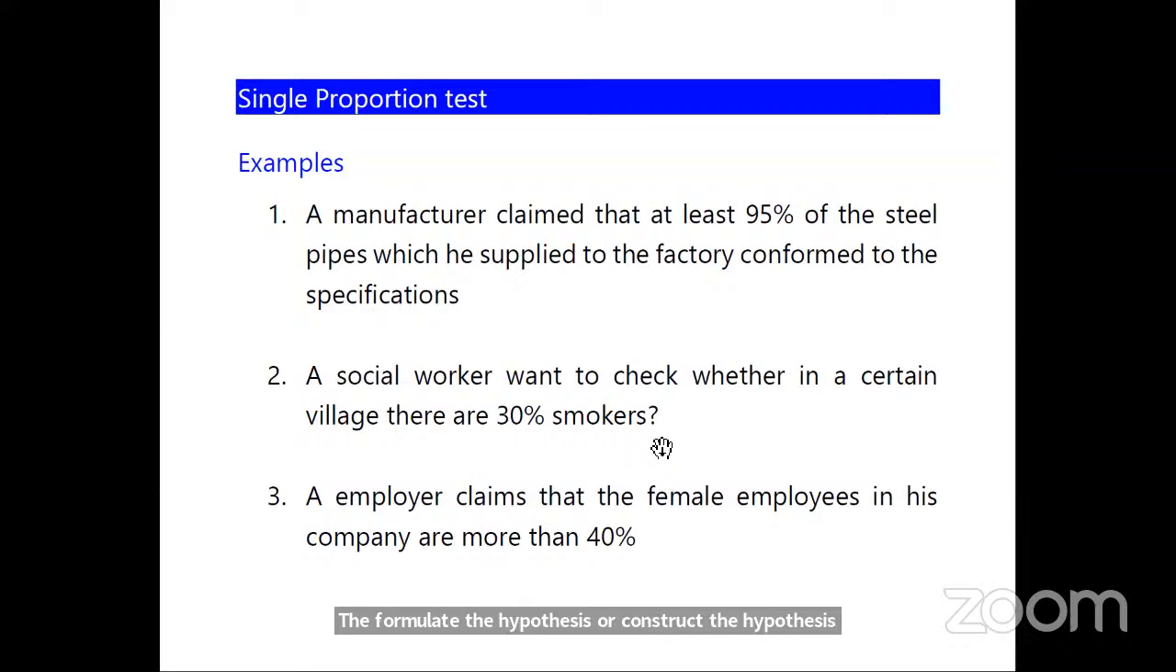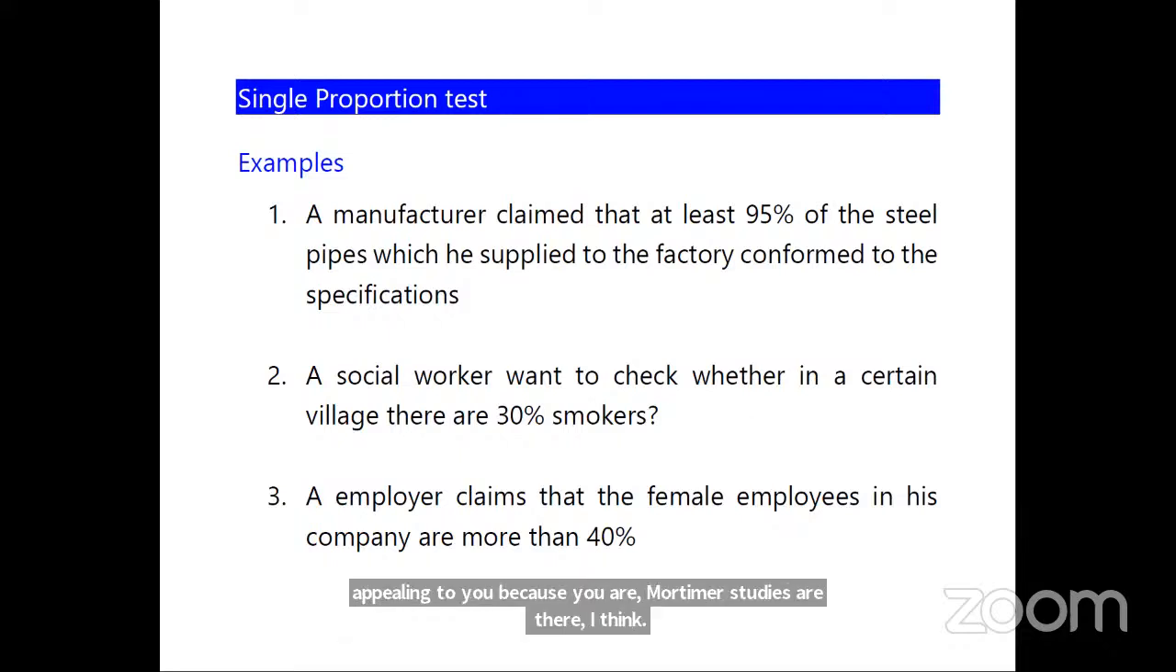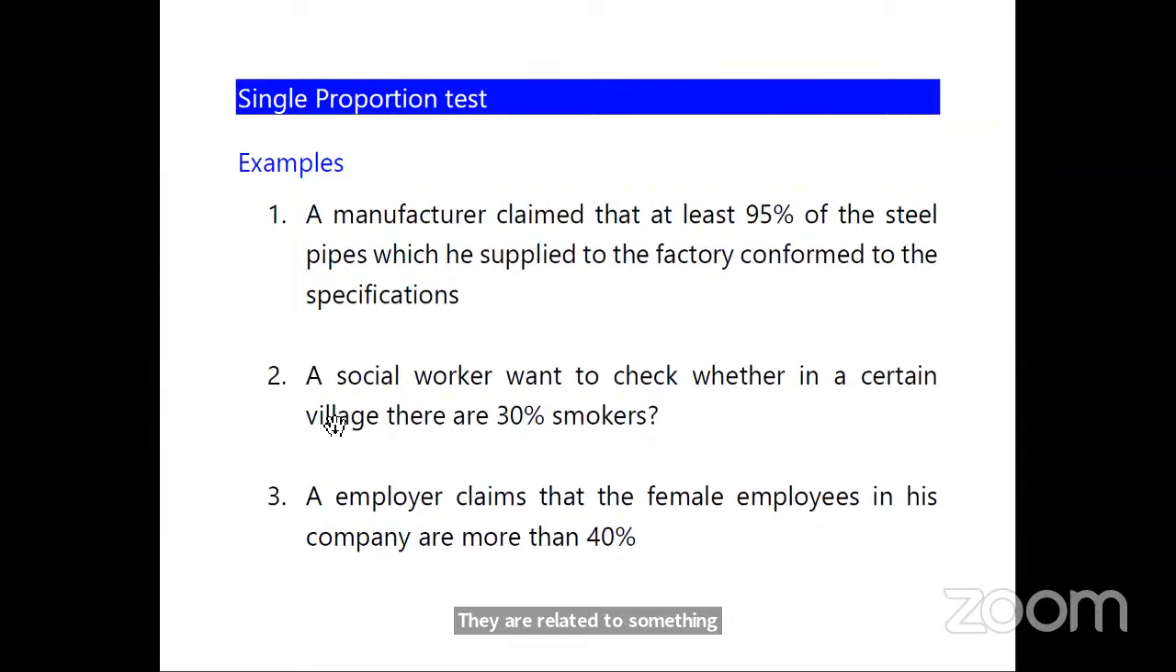Maybe it will be more appealing to you because your studies, I think, are related to social sciences, isn't it? So a social worker wants to check whether in a certain village there are 30% smokers. So in this case, what will be the hypothesis? Yes, what is the hypothesis in this case?